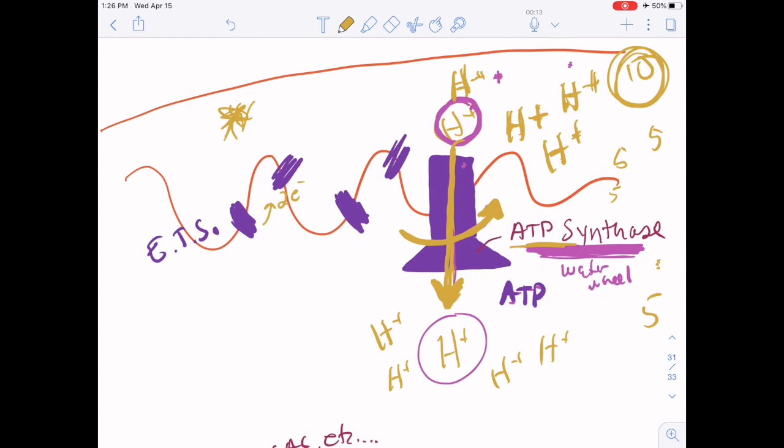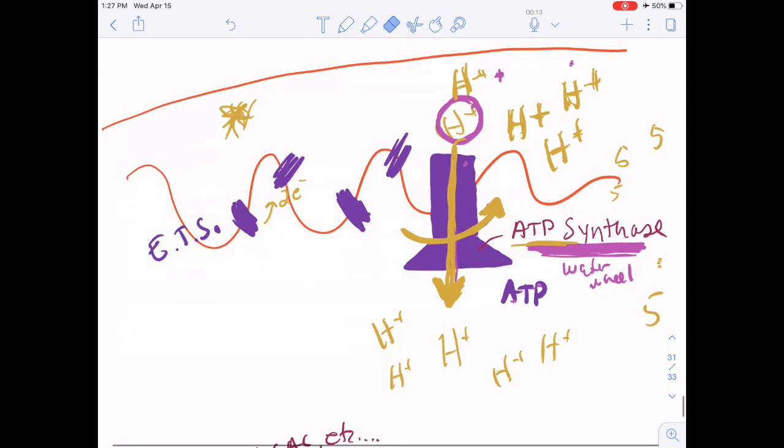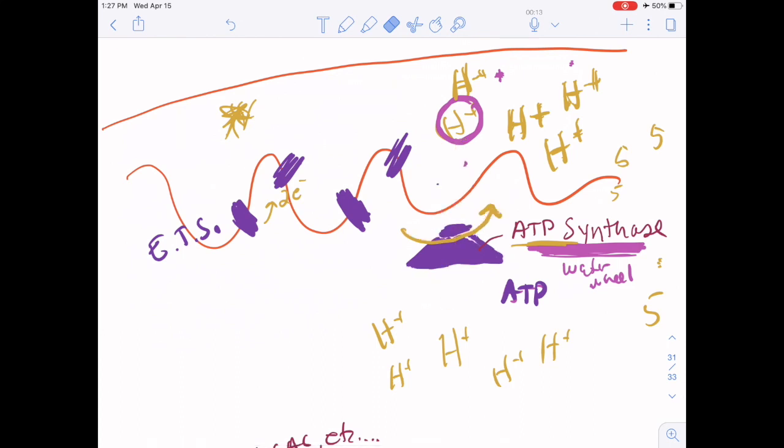Is there a concentration gradient anymore with 5 and 5? Nope. It's equal, at equilibrium. So no more protons are going to flow through here. That makes sense to me. And ATP synthase is like, but I need you to flow through so that, why did I do that? I had it on eraser.